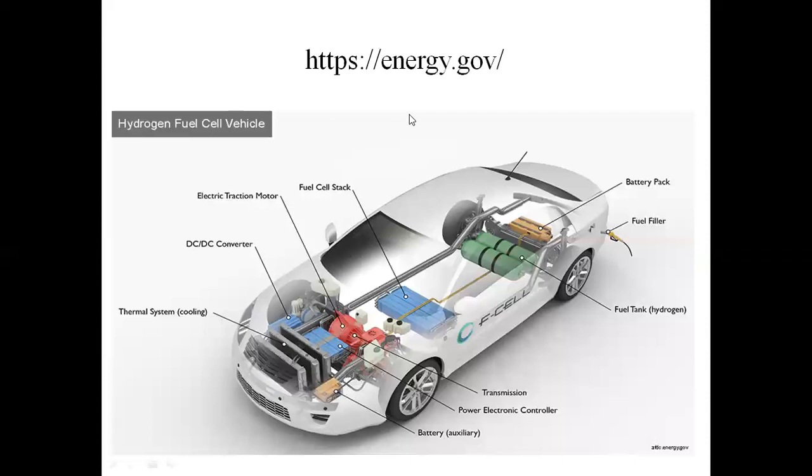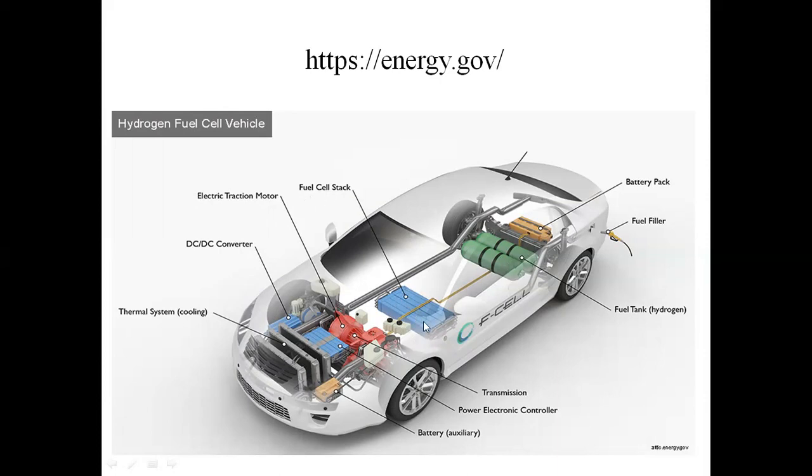This is a fuel cell electric vehicle, a hydrogen fuel vehicle. These two are wheels, connected to the electric traction motor. Next, this is the power converter, a DC to DC power converter. This is the thermal cooling system. Here is the fuel tank, filled with hydrogen. Next, this is the fuel cell stack, meaning the fuel cell. The tank stores hydrogen.